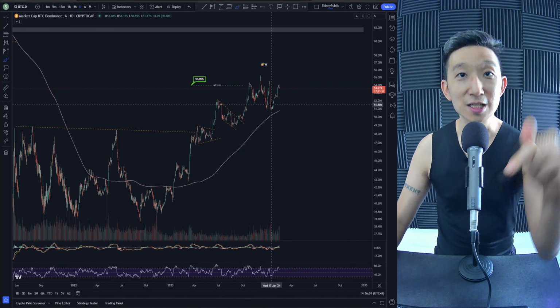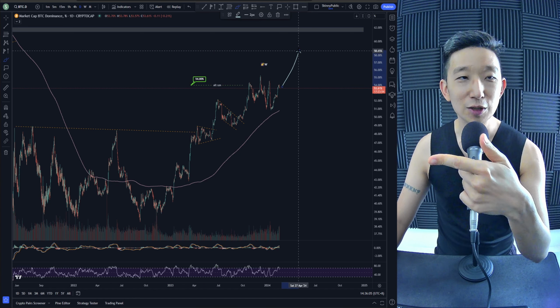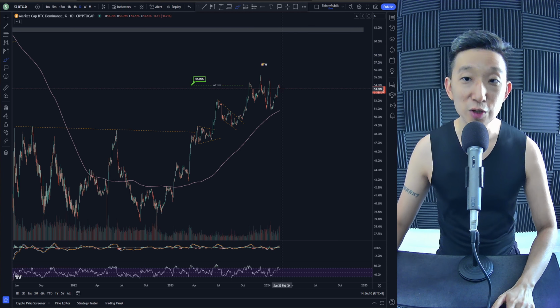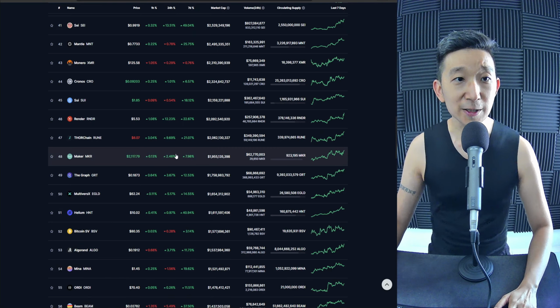If crypto does fall, Bitcoin dominance is going to start rising, if we have a deep correction. But it depends. If Bitcoin continues rising, then of course, alt season continues. So it all depends.